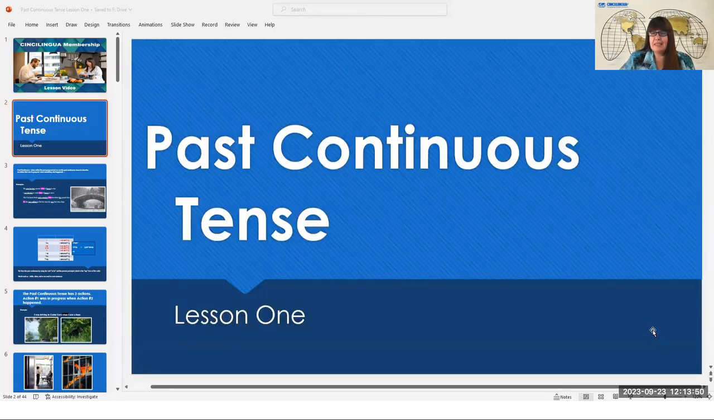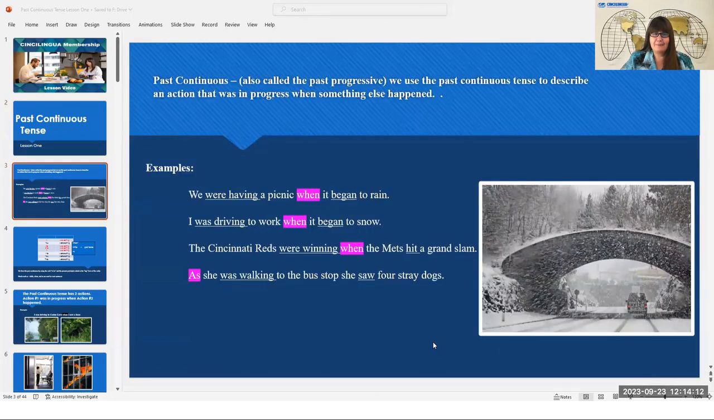Now, some students say that this tense is difficult, but it's not really difficult. It's just that we use two verb tenses in each sentence. But once you understand why and how, then it will be easy for you. So let's look at the past continuous tense.